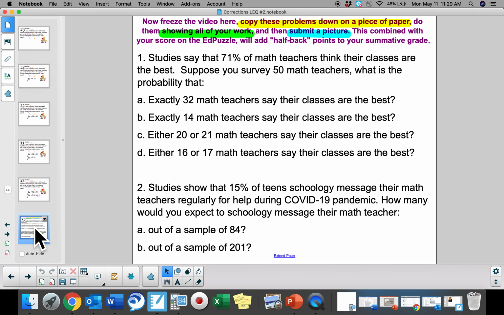All right, freeze your video here. Copy these problems down on a piece of paper. Do them showing all of your work, and then submit a picture. This, combined with your score on the Ed Puzzle, will add half back points to your summative grade. Good luck!